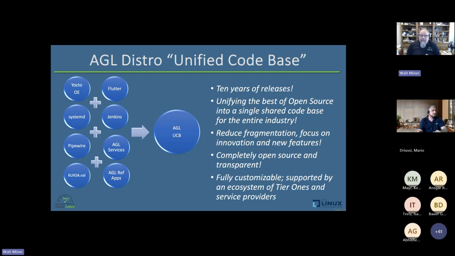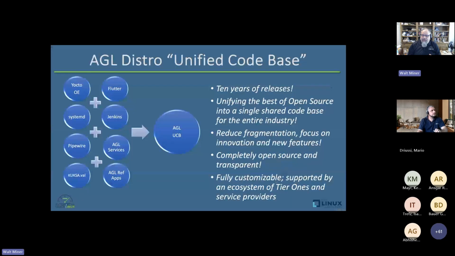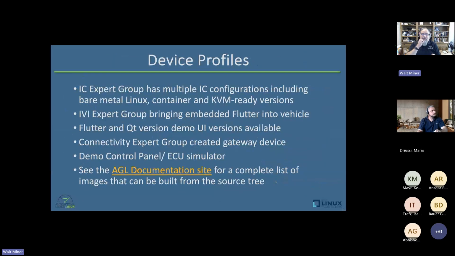And if you go look at that list of device profiles, I forget which slide it's on, if you go to the AGL documentation site, there's a pretty extensive list of images that you can build from the source tree. When you set up your build, there's something called AGL setup, and there are a lot of different configuration items in there where you can select exactly what you want in your device.